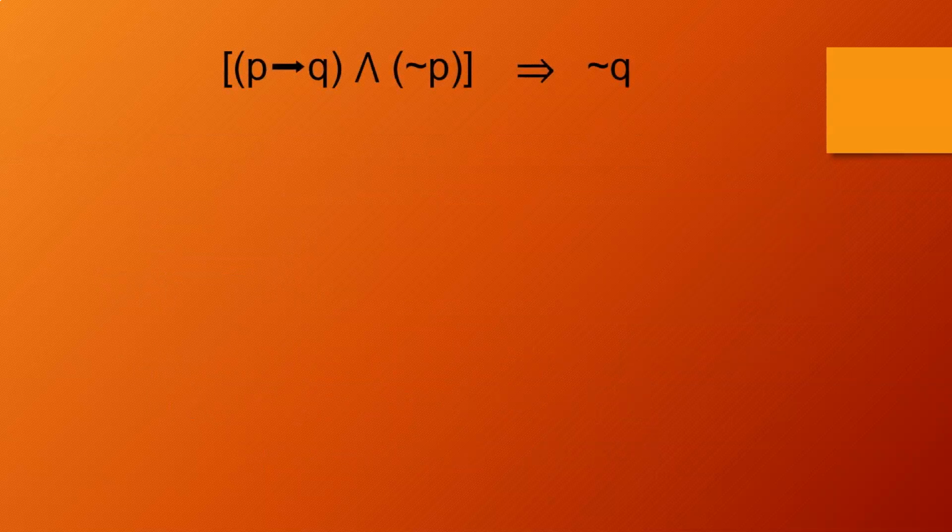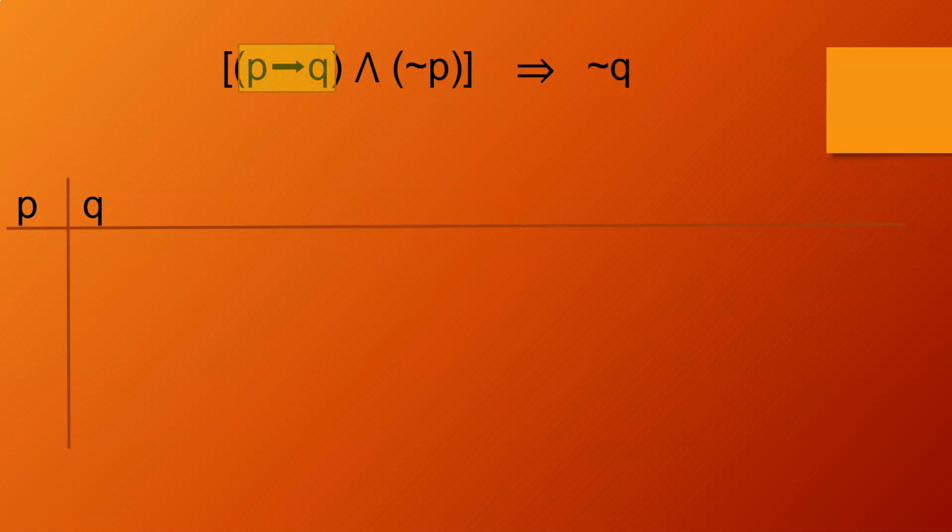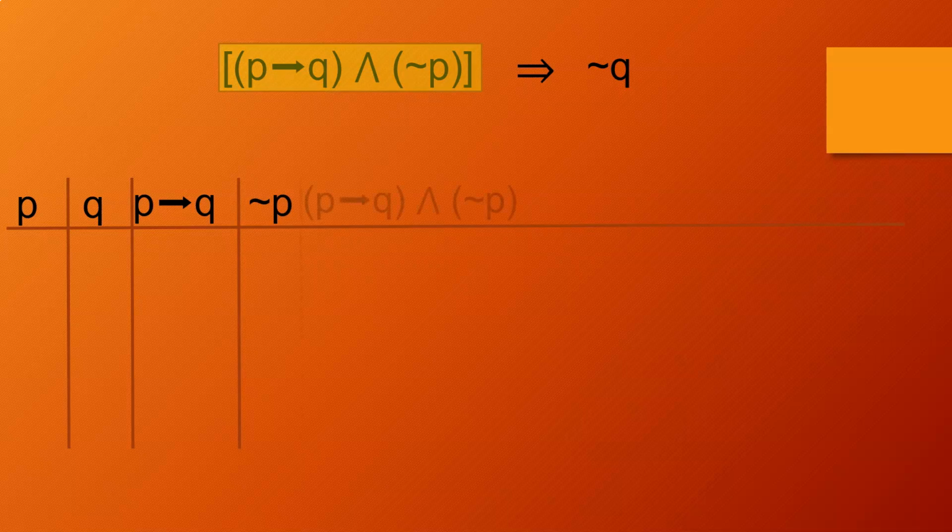So let's take that symbolic statement for our logical argument and build a truth table for it. So let's look at the parts that make up the argument. We have if P then Q. We need a column for that. We have not P. We need a column for that. Those two are put together as a conjunction. We need a column for that.